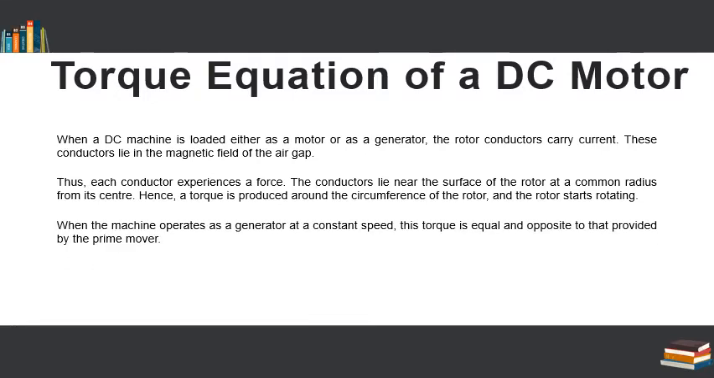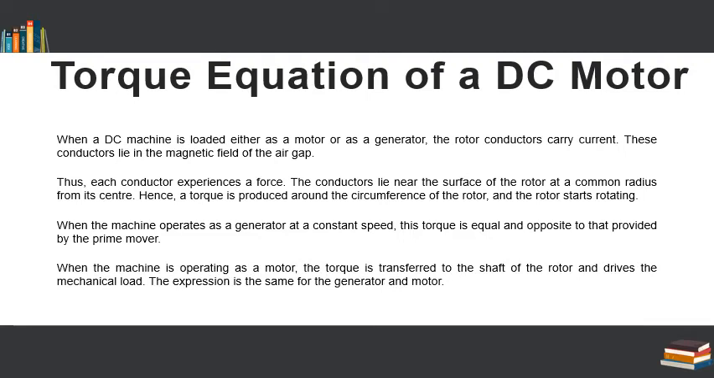When the machine operates as a generator at a constant speed, this torque is equal and opposite to that provided by the prime mover. When the machine is operating as a motor, the torque is transferred to the shaft of the rotor and drives the mechanical load. The expression is the same for the generator and motor.